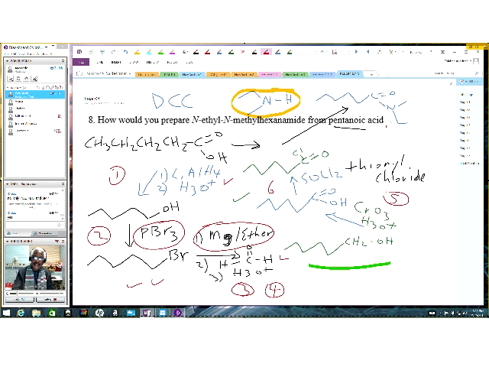So there's a lot of steps to this reaction here. And then finally, we reacted the amine, which is this here, with the acid chloride, which is this. That is 7 steps. This question is not as innocent as it looks.